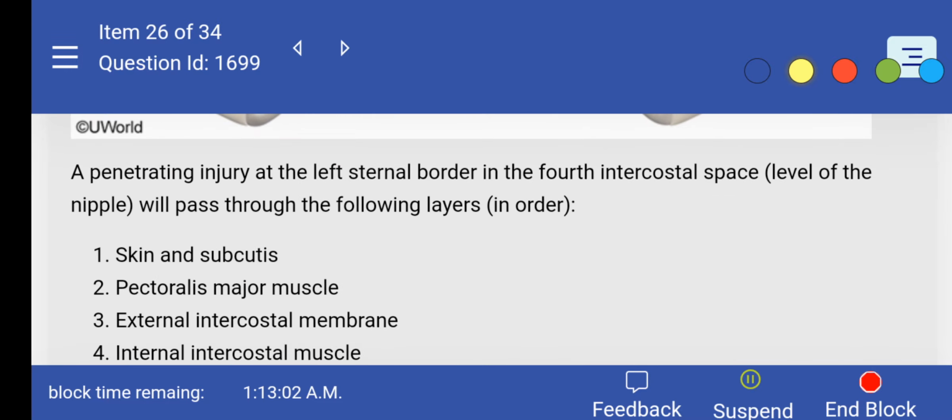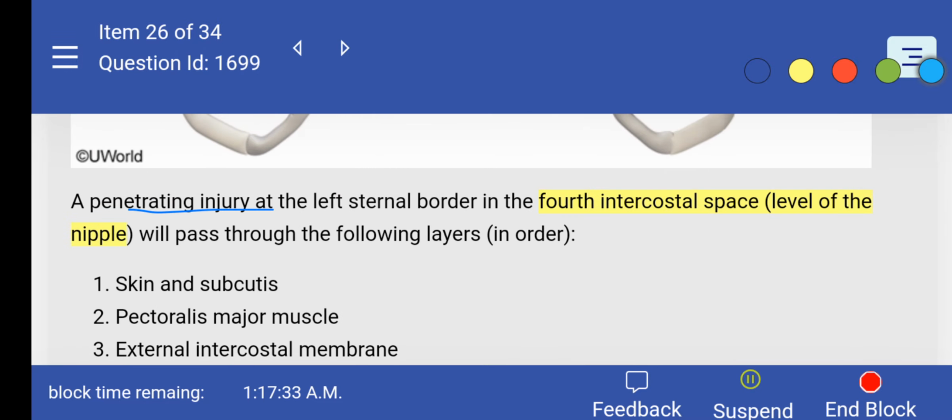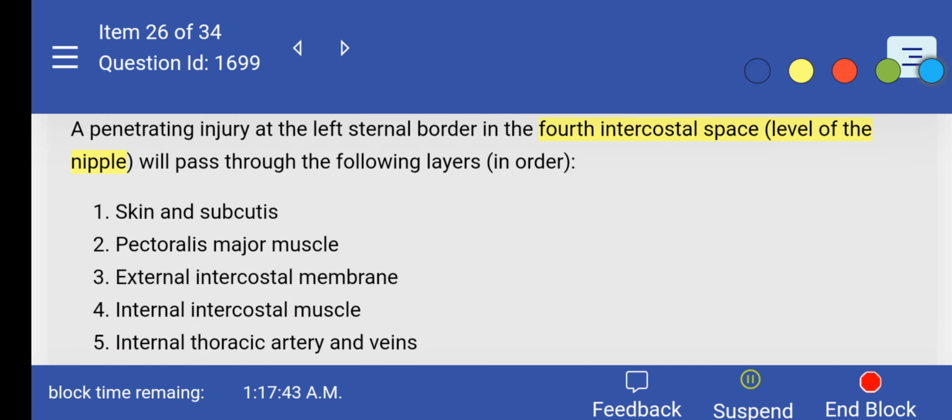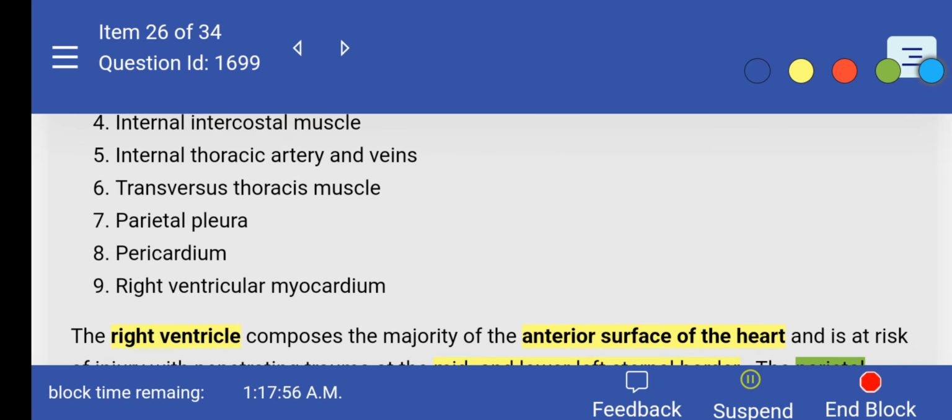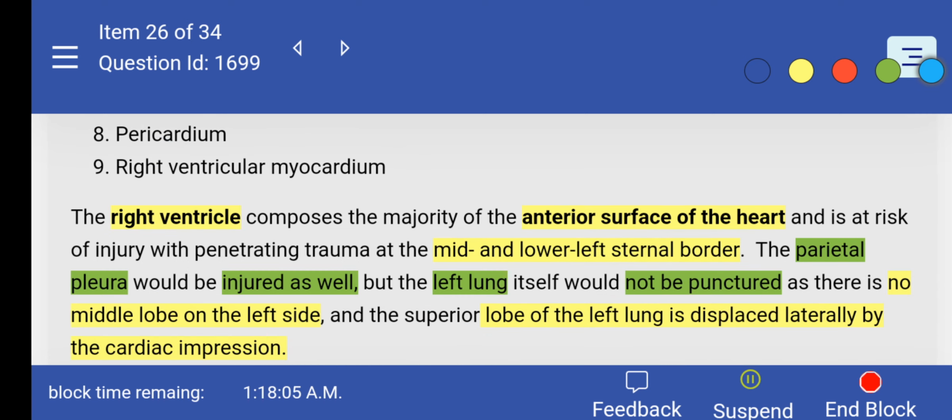So a penetrating injury at the left sternal border in the fourth intercostal space, that is the level of the nipple, will pass through the following layers in order: skin and subcutaneous tissue, pectoralis major muscle, external intercostal membrane, internal intercostal muscle, internal thoracic artery and veins, and with that transversus thoracic muscle, parietal pleura, pericardium, and right ventricular myocardium. So the right ventricle composes the majority of the anterior surface of the heart and is at risk of injury with penetrating trauma at the mid and lower left sternal border, right?